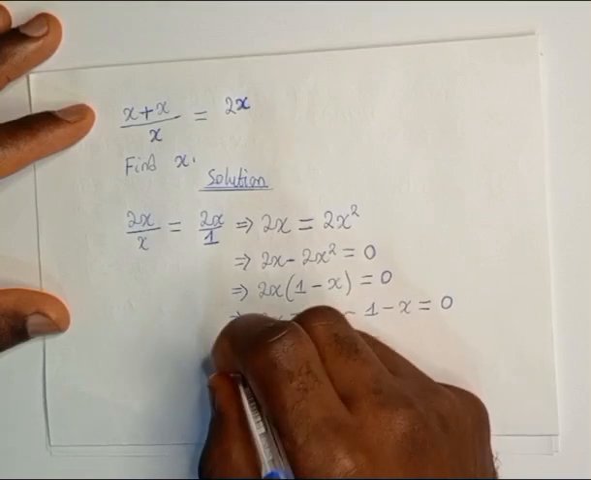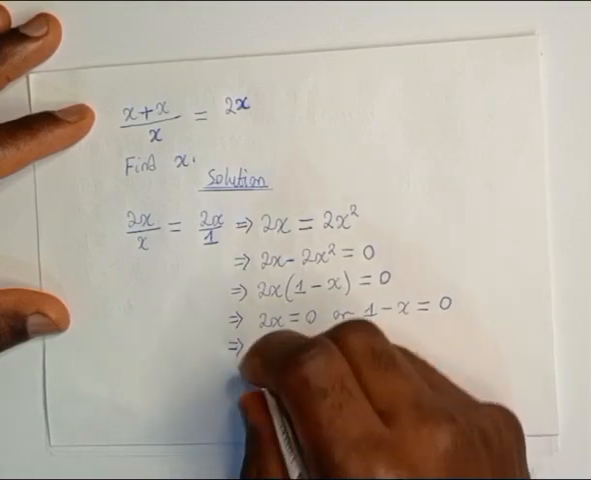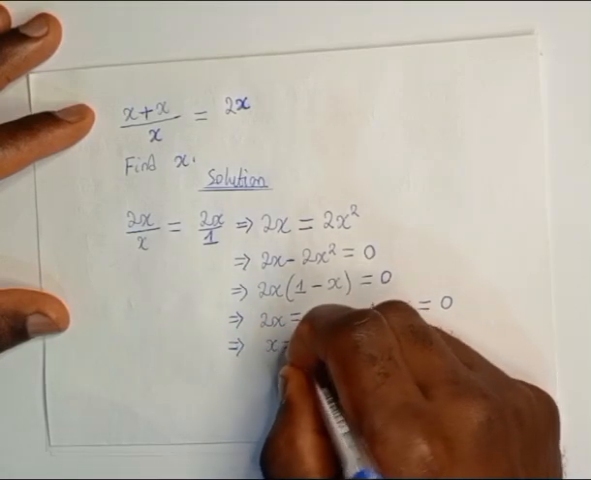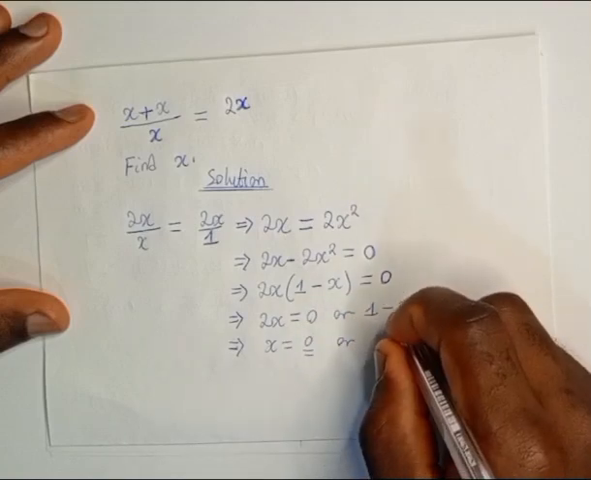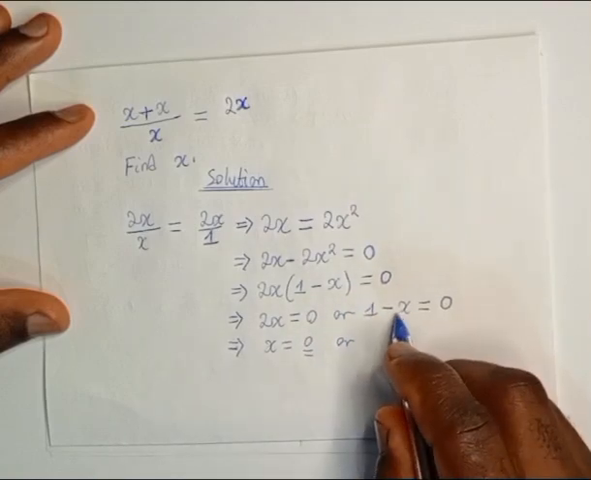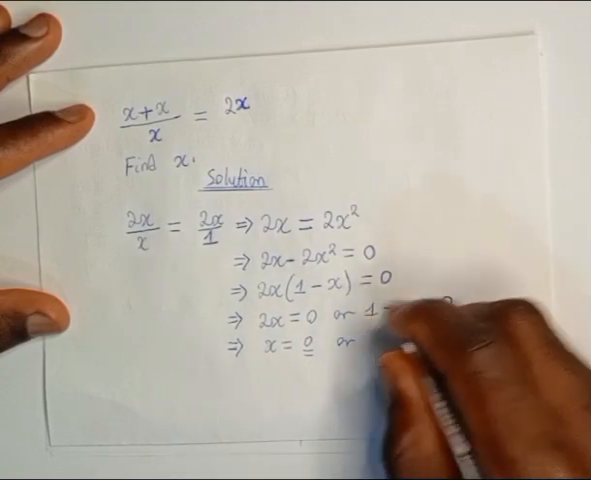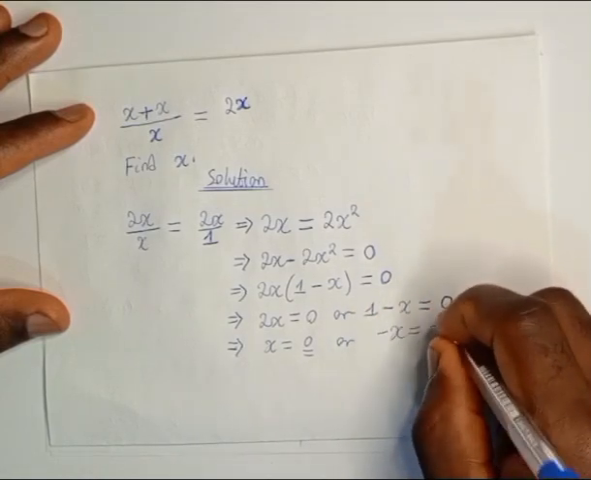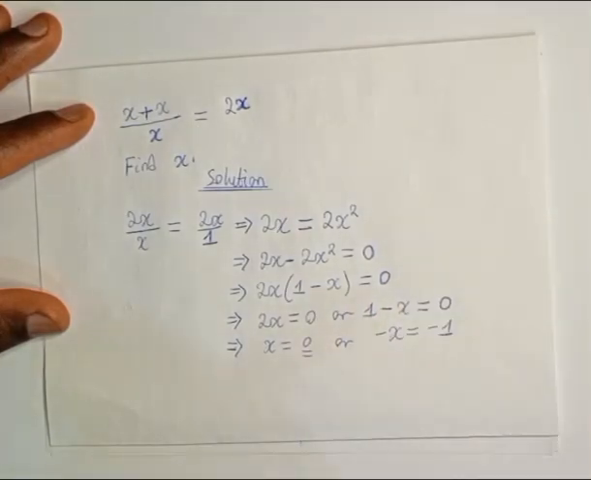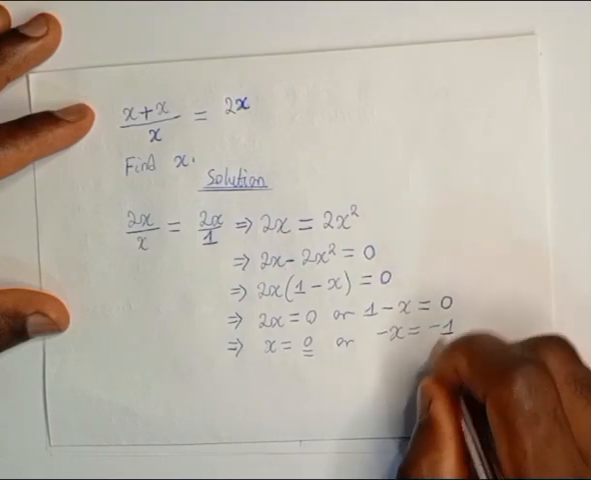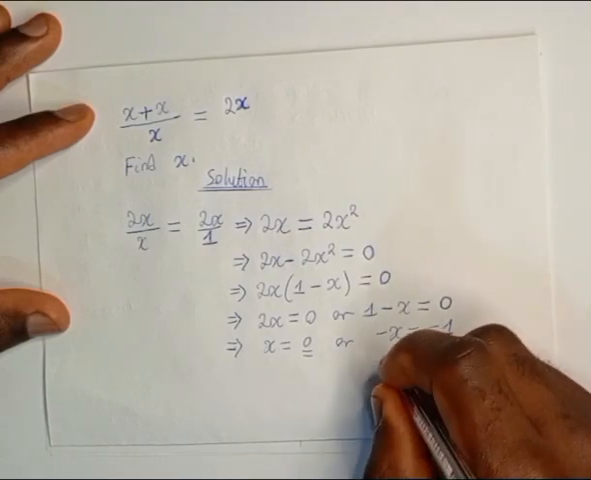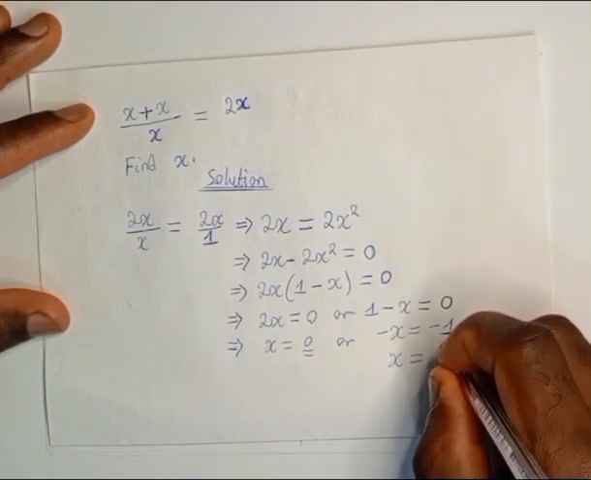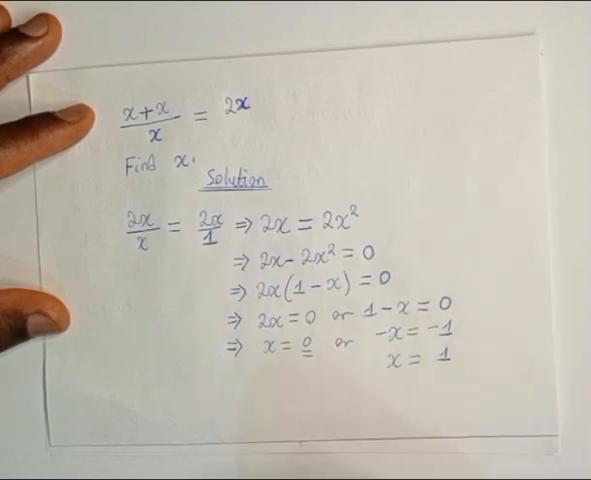Then, dividing both sides by 2 here, x will be equal to 0, or here, transferring 1 to the right hand side, negative x will be equal to negative 1. Negative x equal to negative 1, multiplying both sides by negative 1 gives us x equal to 1.